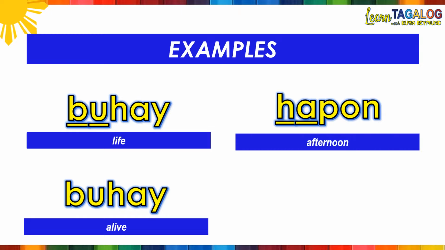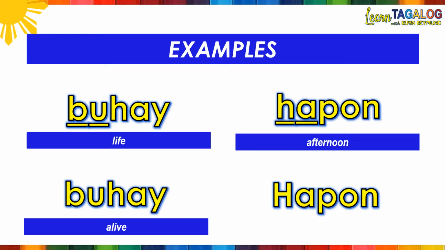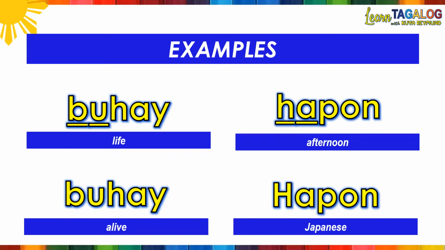We also have another one, hapon. When we say hapon, that's afternoon, like magandang hapon. We also have the word hapon. When we say hapon, that means Japanese. Ang kaniyang kaibigan ay isang hapon. His or her friend is a Japanese. Again, let's read. Buhay, buhay, hapon, hapon. Now, it's your turn to read. Handa, start.